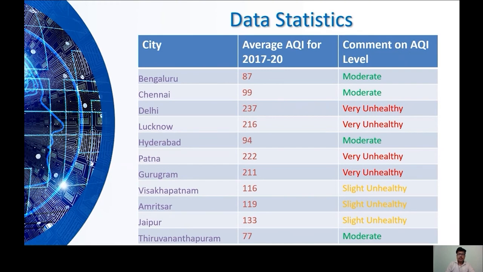Cities in south, Bangalore, Chennai, Hyderabad and Thiruvananthapuram have moderate AQI levels, while cities in north, Delhi, Lucknow, Patna and Gurugram have very unhealthy AQI levels. This might have a connection to the higher development index in South India and hence more awareness about the hazards of air pollution. Now handing over to Priyanshu, who will talk about hypothesis testing.